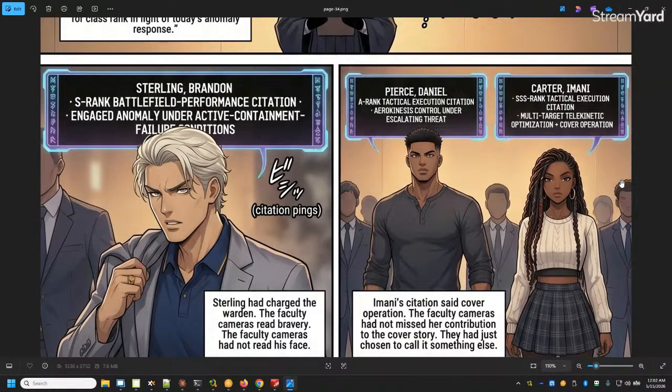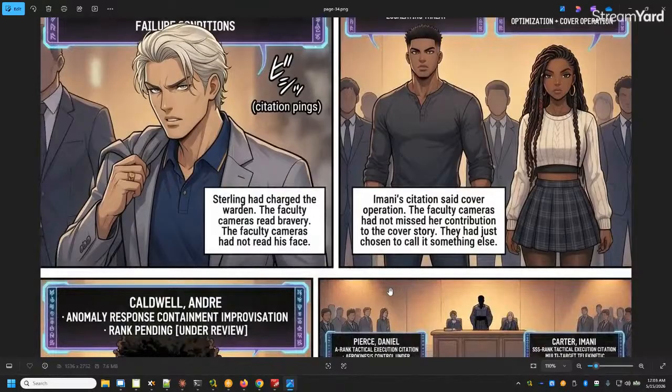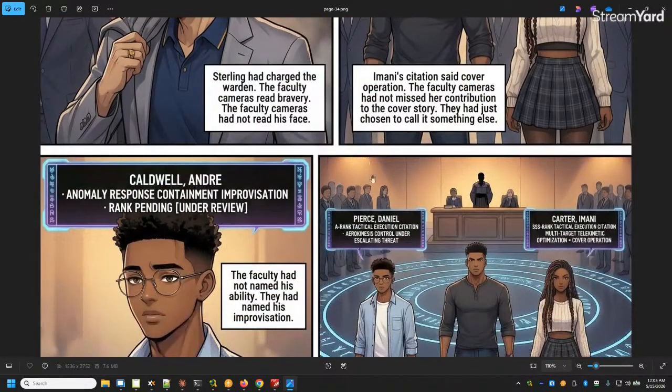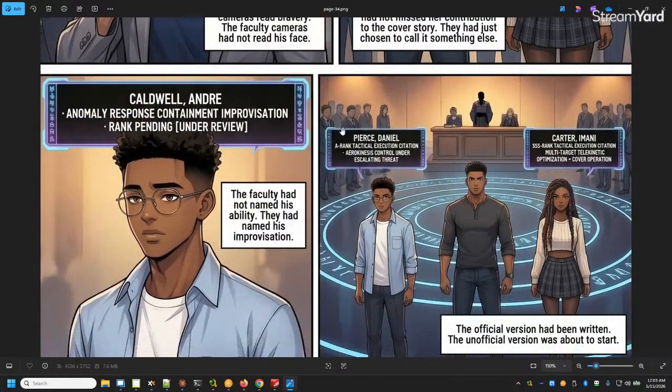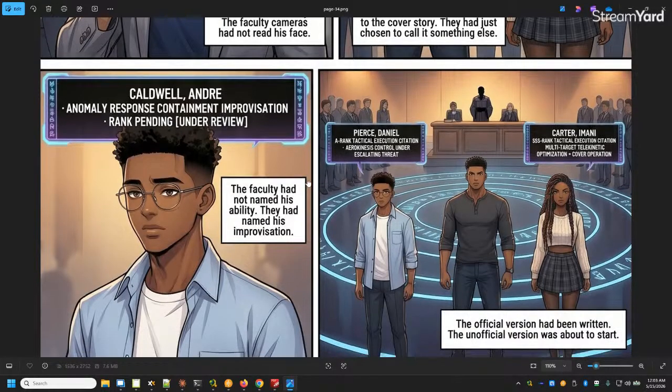Imani Carter, Triple S rank tactical execution citation, multi-target telekinetic optimization, cover operations. Imani's citation said cover operation. Faculty cameras had not missed her contribution to the cover story. They had just chosen to call it something else. Anomaly response containment improvisation, rank pending under review. The faculty had not named his ability; they had named his improvisation.